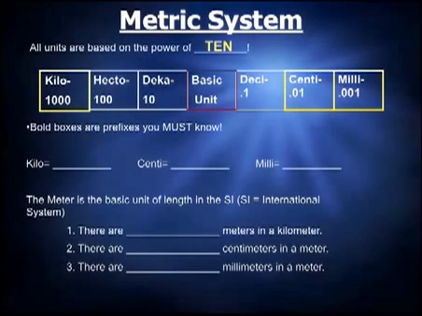Then to that base unit, meter, you can add different prefixes to create other units. There's a few prefixes you are going to have to know. They're the familiar ones, the ones that are commonly used. First one is kilo. It means 1,000. So a kilometer is 1,000 meters.